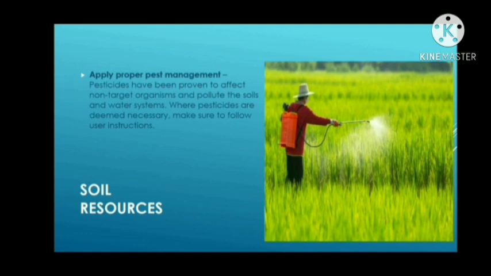Next, we have applying proper pest management. Pesticides have been proven to affect non-target organisms and pollute the soil and water systems. Where pesticides are deemed necessary, make sure to follow use instructions. In addition, pesticides are used to control various pests and disease carriers such as mosquitoes, rats, mice, snails, and other types of pests.